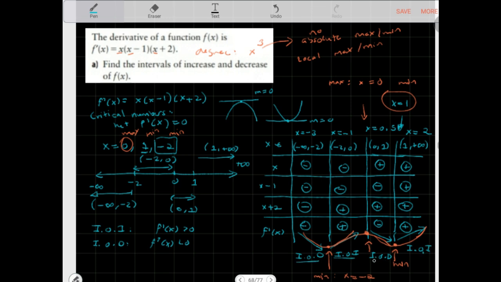So these are your intervals of increase and decrease, right? The interval of increase here, x belongs to -2 and 0, union 1 and positive infinity, and the interval of decrease, x belongs to negative infinity and -2, union 0 and 1. Okay.